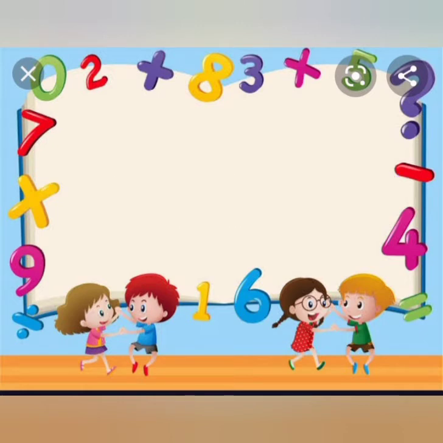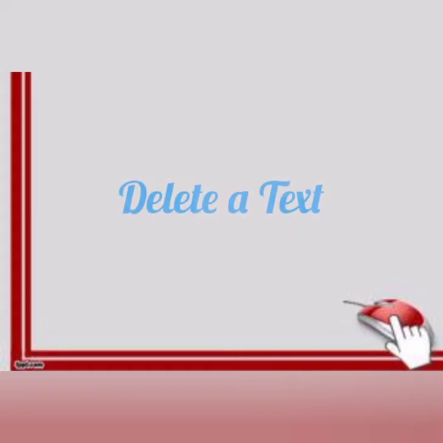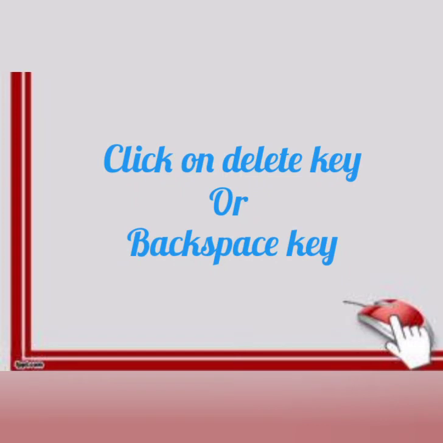Next one is deleting a text in a document. To delete or remove a character or text, place the cursor to its right and press the backspace key. Or place the cursor on the left and press the delete key. For deleting a text, you can click on the backspace key or delete key.